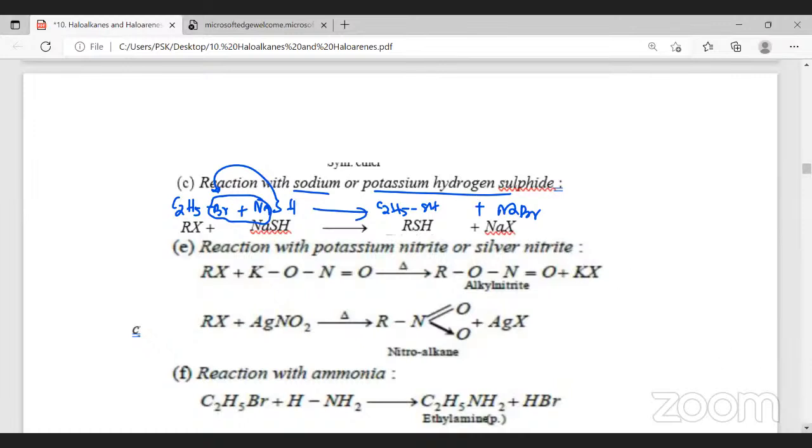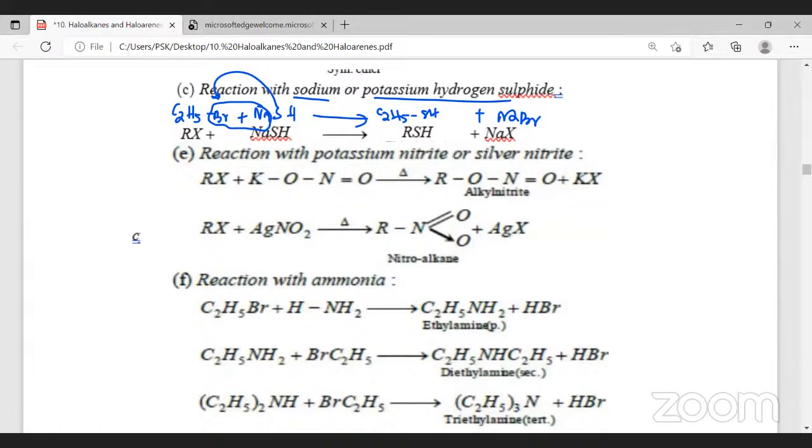Yeah, please respond. The next one is reaction with potassium nitrite or silver nitrite. Potassium nitrite, KNO2, or AgNO2. Nitrite ion, NO2 minus ion, is called nitrite ion. This nitrite ion we can represent like this. This KNO2 will dissociate, we can represent this as K plus, O single bond N double bond O.